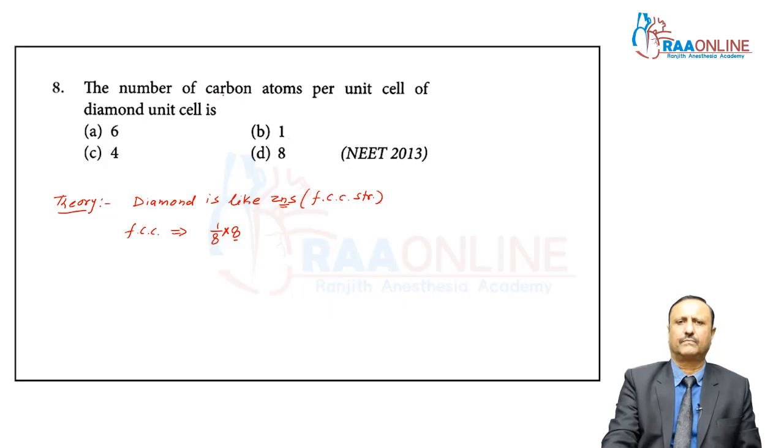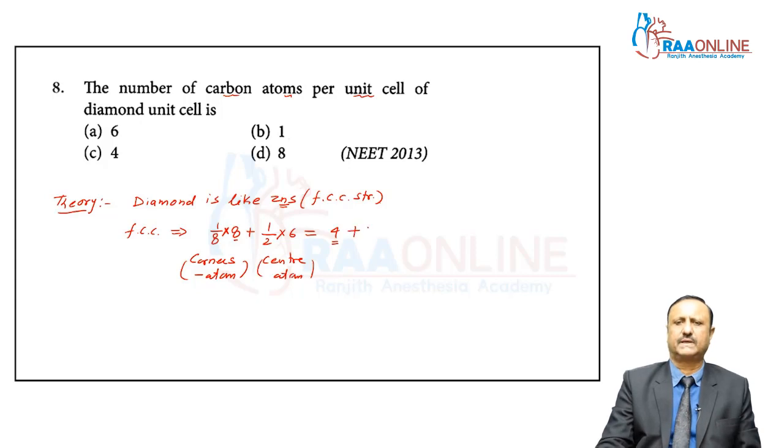Here, number of carbon atoms per unit cell. In the FCC structure, in each face 1 atom is present and 6 faces are present, but these 6 atoms participate by 1/2. So, my dear students, you can see here 4 are present in this diamond structure. Here these are the corner atoms, and these are the face center atoms. Plus, my dear students, 4 are in tetrahedral voids.